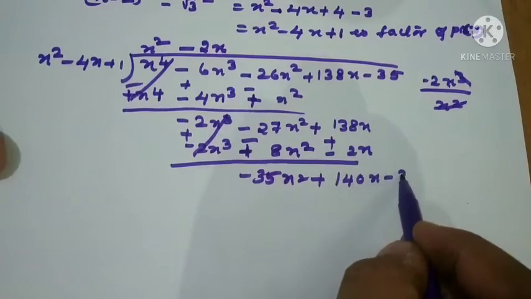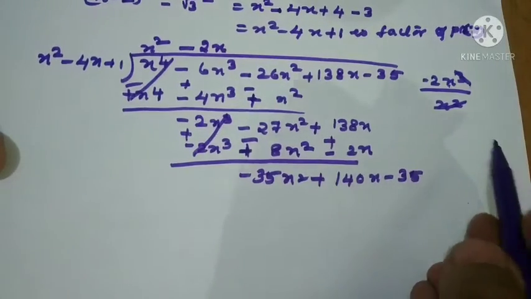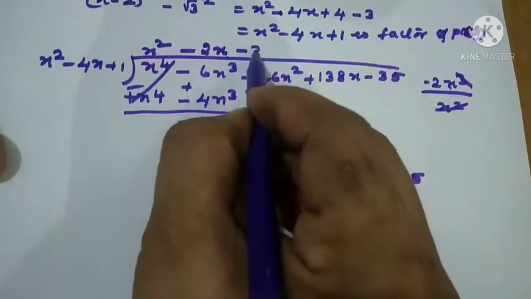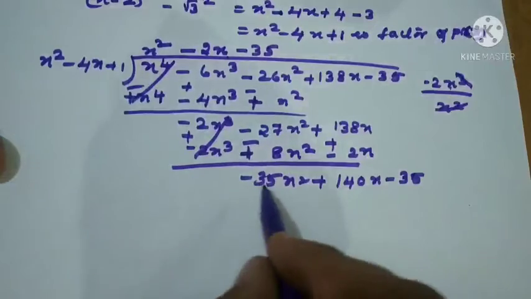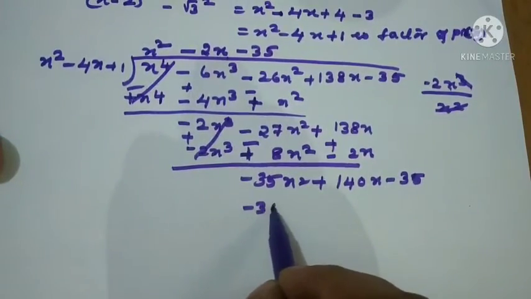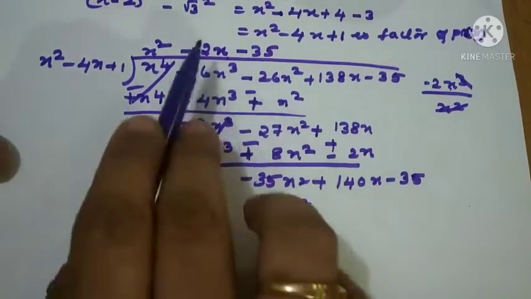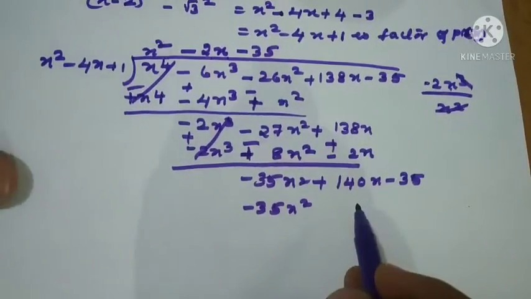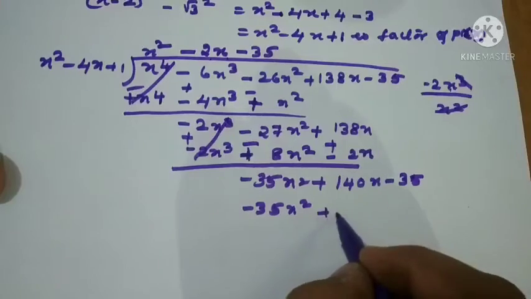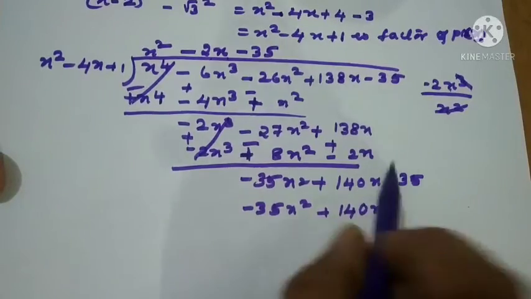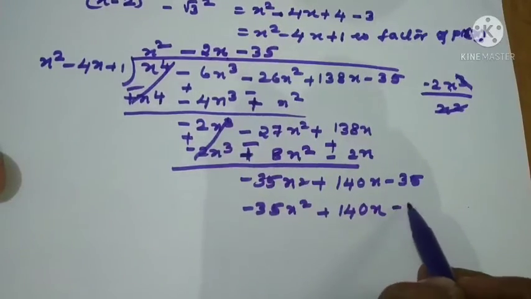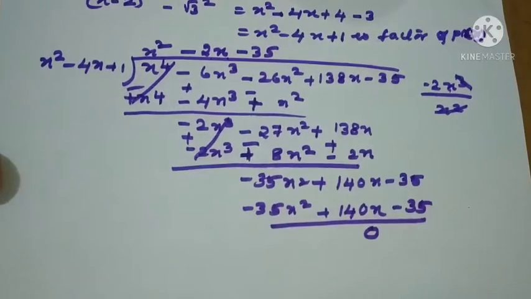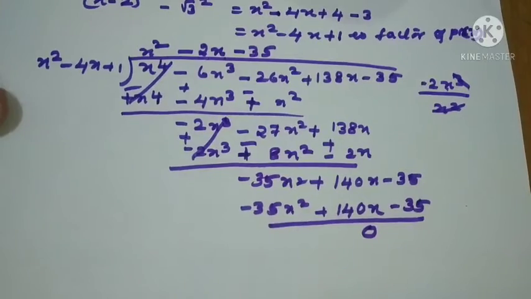What is the next term? Minus 35x square by x square, it is minus 35 only. So I'll write directly here minus 35 and multiply: minus 35 into x square is minus 35x square, minus 35 into minus 4 is equal to 140 with the positive sign, so 140x only, minus 35 into 1 is minus 35. So what is the remainder? Remainder we got as 0 only.